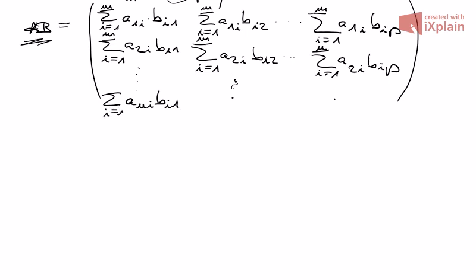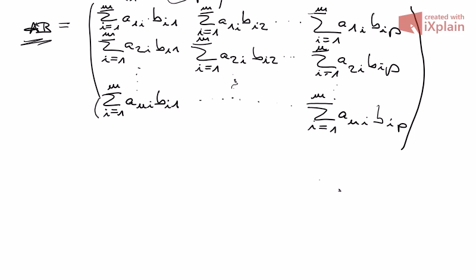And you go still from 1 to m, and you do the same thing again until you are at the very last entry of your resulting matrix, where you use the last row of A and the elements of the last column of B. So this is of course still part of the resulting matrix. So that's how the matrix product is defined.